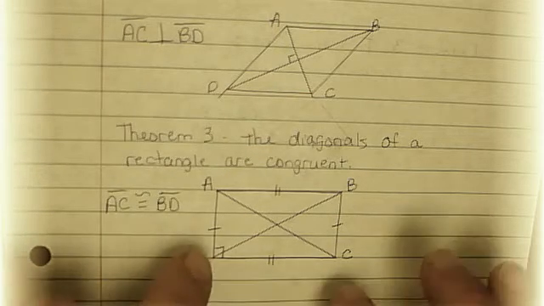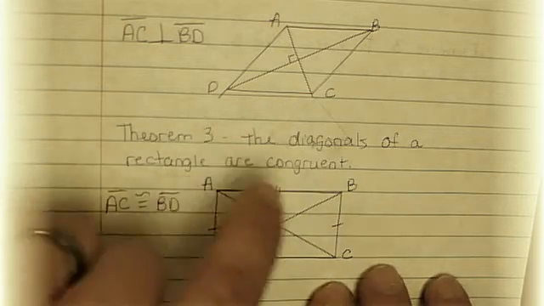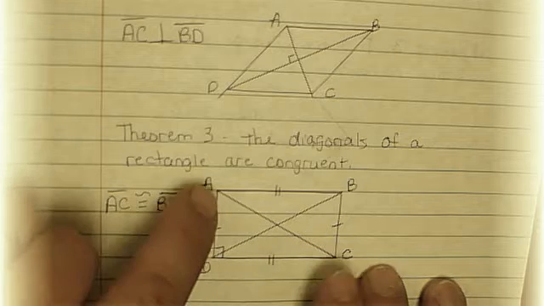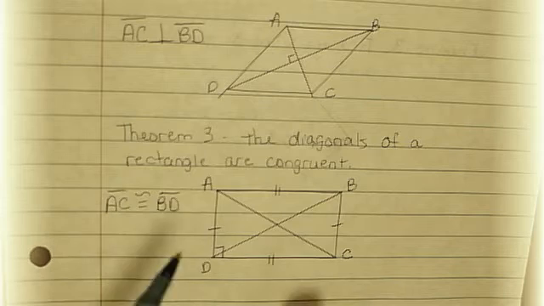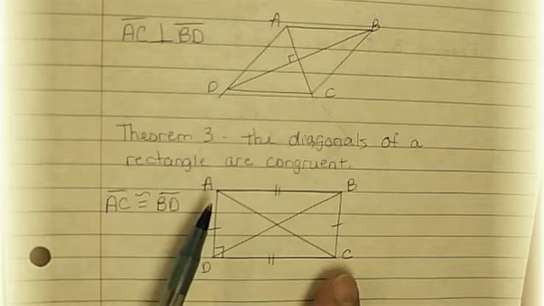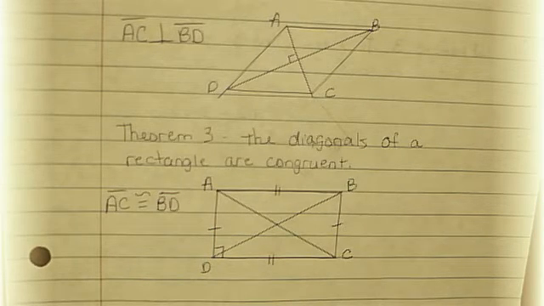But in a rectangle, all the angles are the same. They are all right angles. So because of that, these diagonal lines here are going to be the exact same length. So if A to C was 20 units, B to D would also be 20 units. So those are the three theorems that we will talk about when dealing with rhombuses and rectangles.